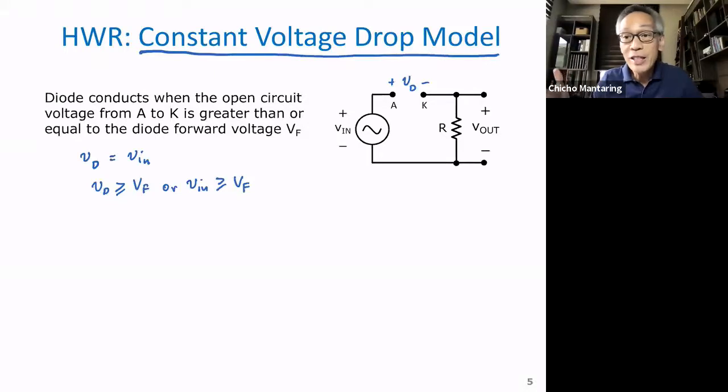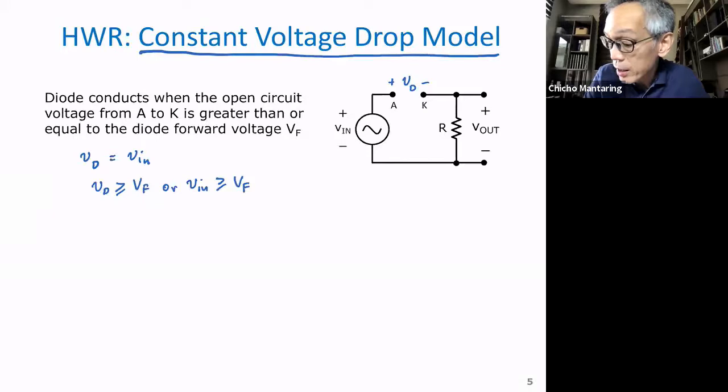Yun yung second method. No? Naalala niyo yung second method? How do you know the diode is conducting when the open circuit voltage is greater than the forward voltage of the diode? It will not be conducting if the open circuit voltage is less than the forward voltage of the diode. Okay, so under these conditions, what is the equivalent circuit?